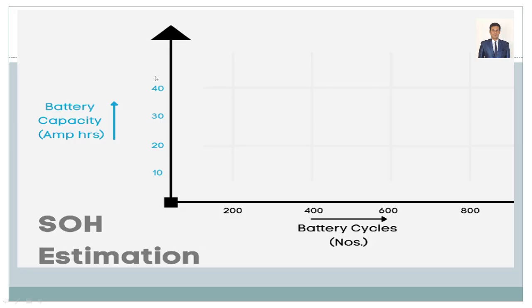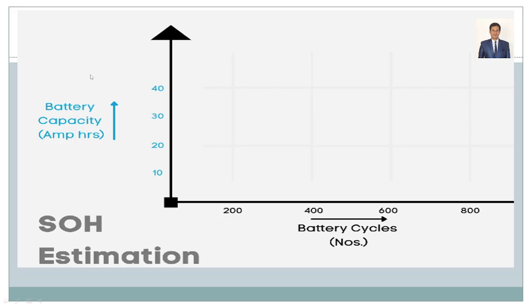After usage, when you fit the battery into the electric vehicle and start driving, the battery consumes energy density and power density, and the number of charging and discharging cycles starts to build up. With respect to that, on the x-axis you see the cycles, 200, 400, 600, 800 cycles.